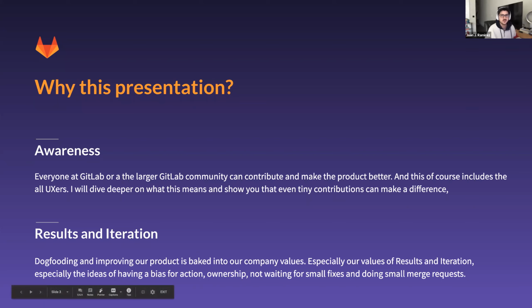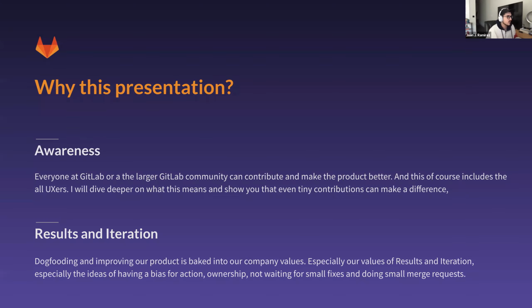And then, of course, this is baked into our values. We have the results and iteration value, and many of those things include things like dogfooding, and especially many things within those values like having bias for action, ownership, not waiting for small fixes, and doing small merge requests. So this is something that's baked into our culture, and I wanted to share this as part of that value package that we were always preaching and working with.